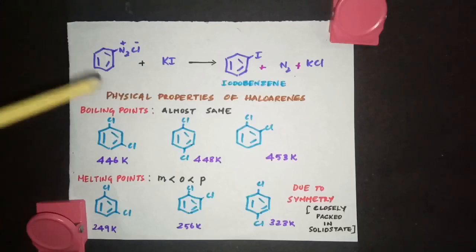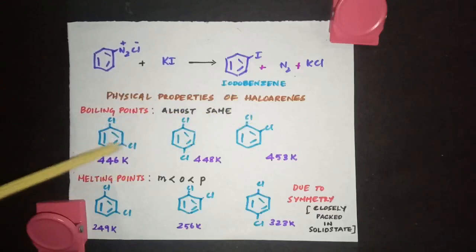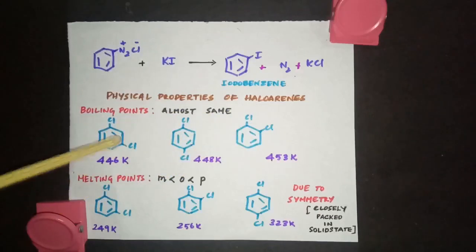So now we are going to see the physical properties of haloarenes. Just like haloalkanes, we can discuss the order of boiling points and melting points for haloarenes. First one is boiling point. Look at the boiling points. These are disubstituted haloarenes. What position is this?